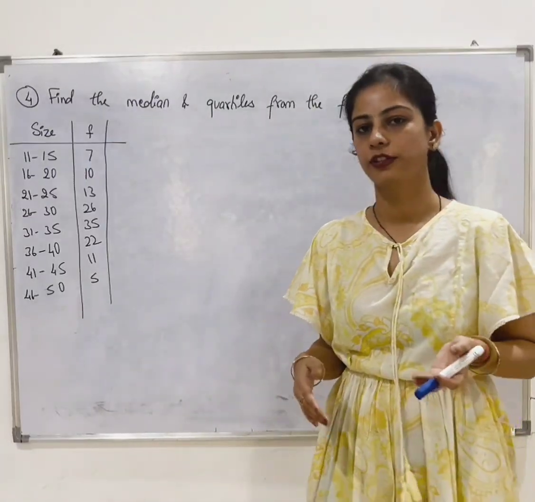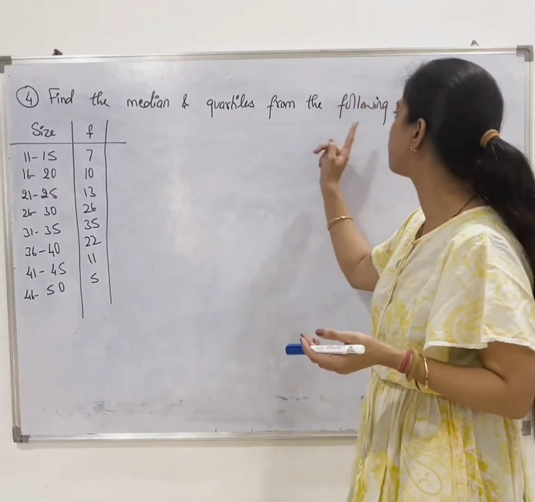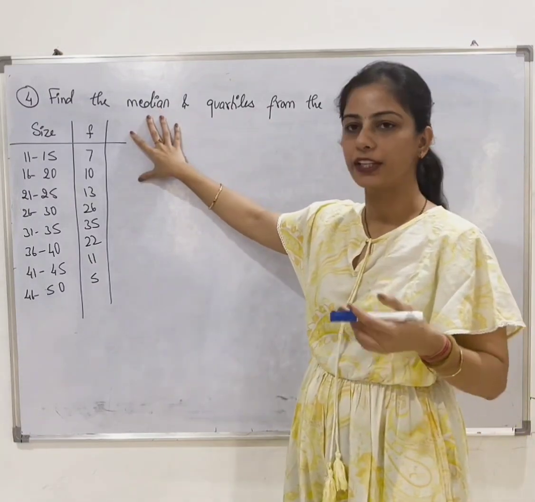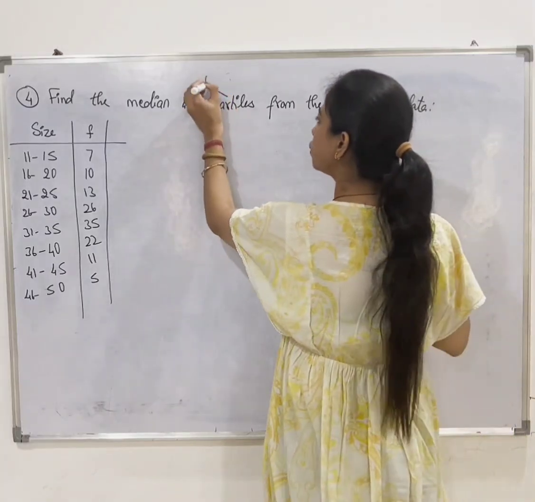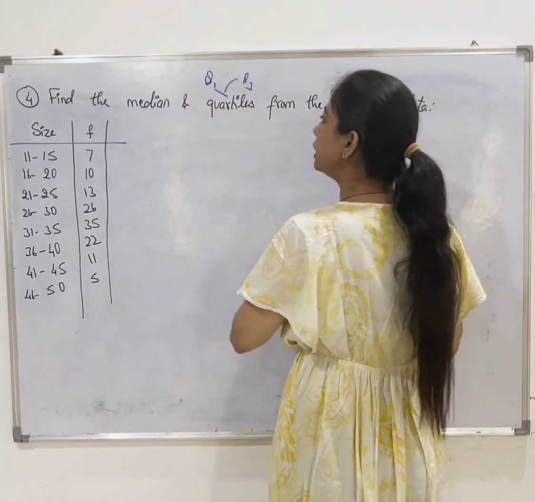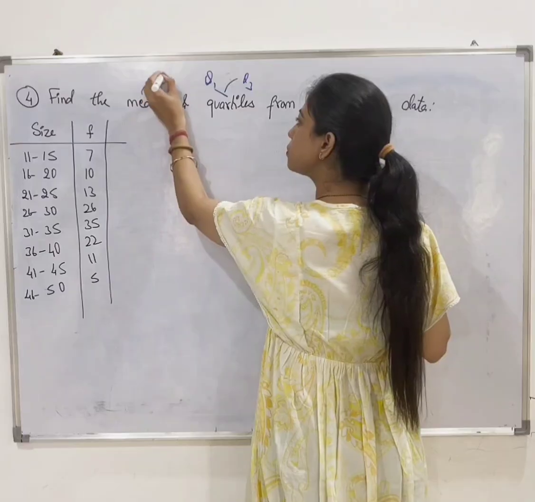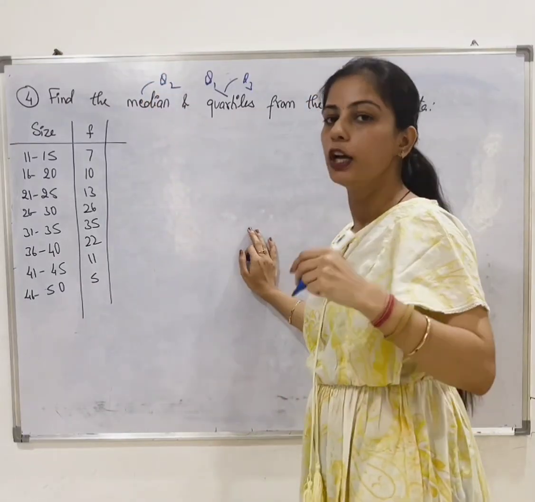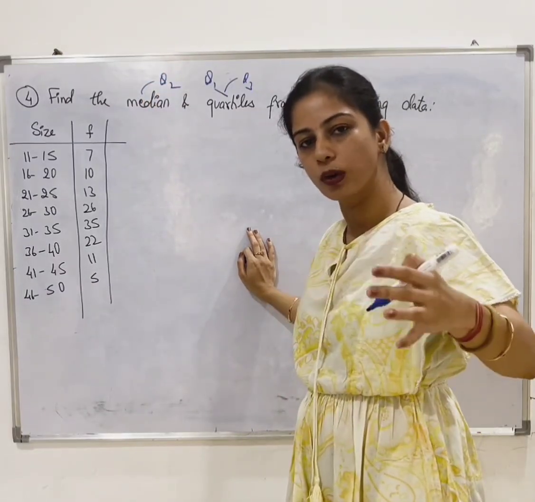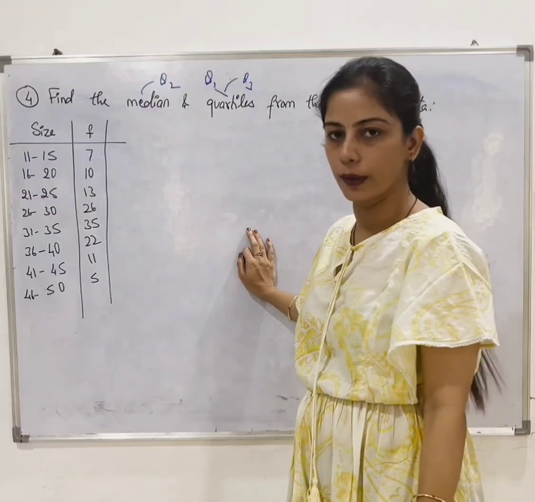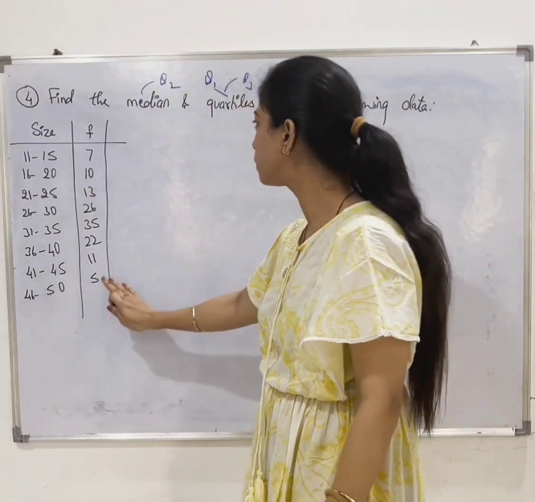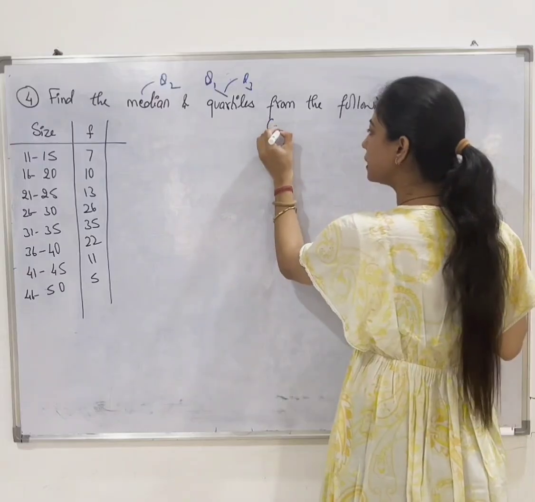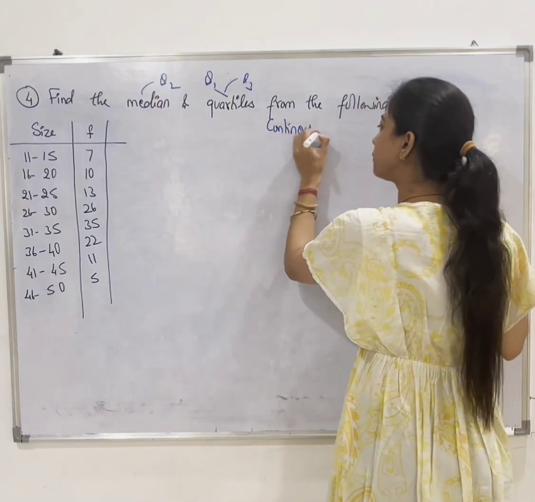The last question here is: find the median and quartiles from the following data. When they mention median and quartiles, we know the quartiles are Q1 and Q3, but median is mentioned here, and median is nothing but the second quartile. So here we need to find all three quartiles. By looking at the data, we have class intervals given along with the frequencies. So this is continuous data, and we will mention that first.